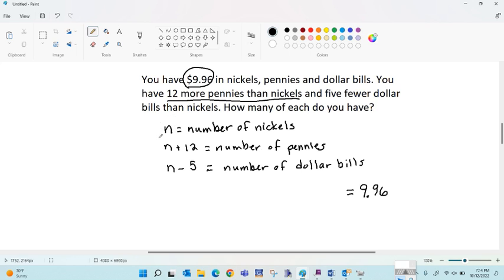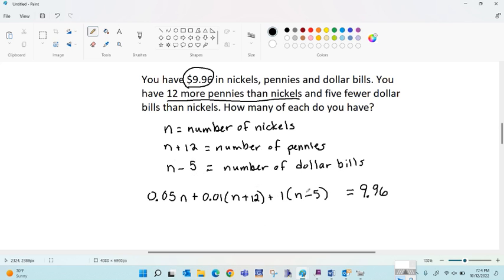So what my nickels are worth is 0.05 times my number of nickels. How much my pennies are worth is 0.01 times my number of pennies. And how much my dollar bills are worth, well, wait a minute. Each dollar is worth $1. Each dollar is worth $1 times n minus 5.